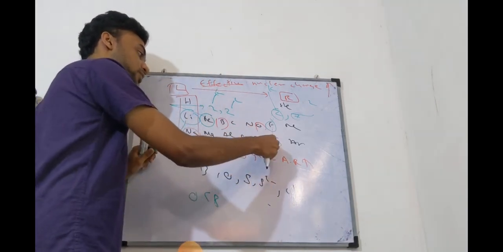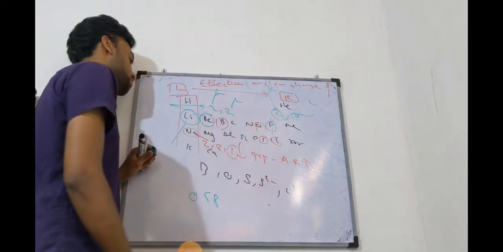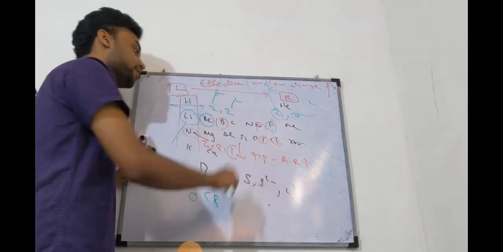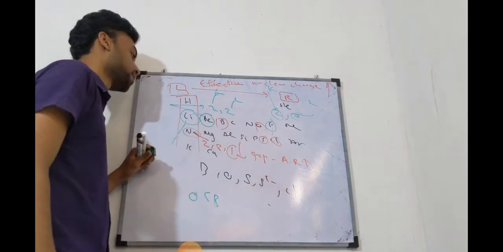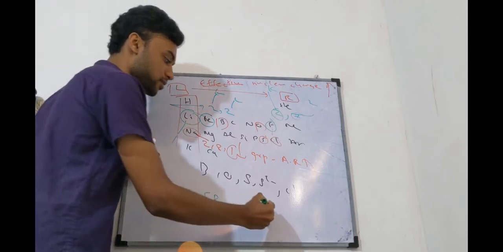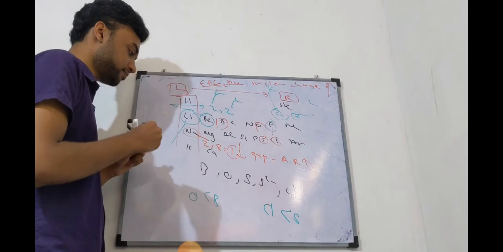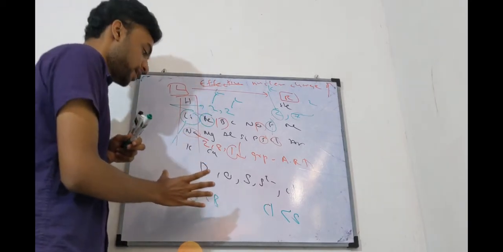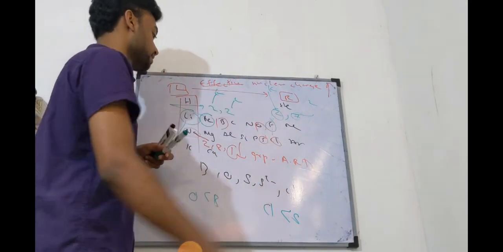If we compare sulfur and chlorine, what can we say? The effective nuclear charge of chlorine is higher than that of sulfur. Therefore, the atomic radius of chlorine is less than that of sulfur. So we have chlorine and then sulfur. Now we have to compare sulfur and sulfide ion.